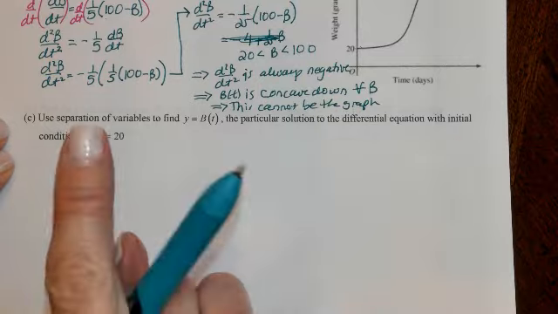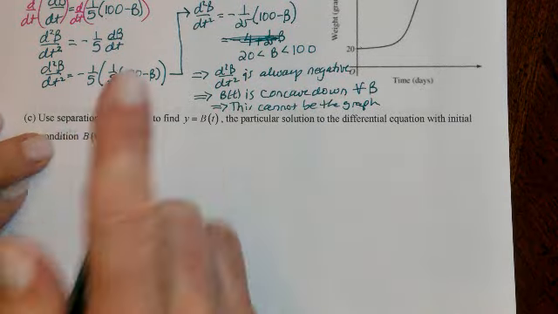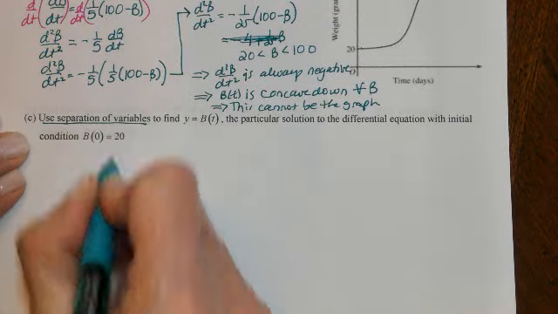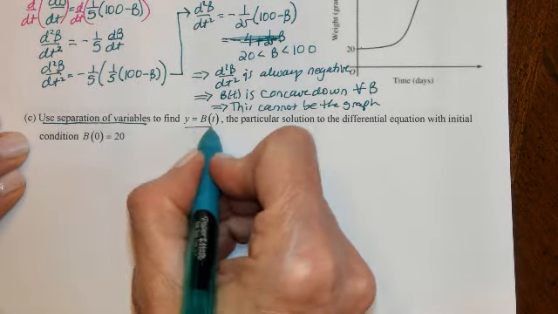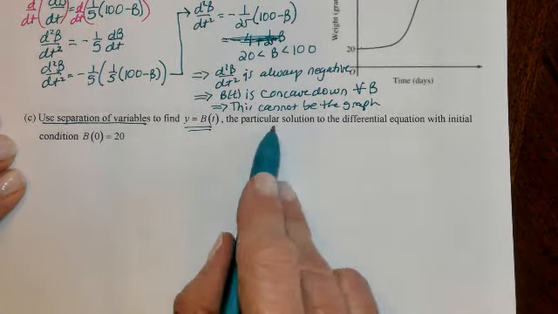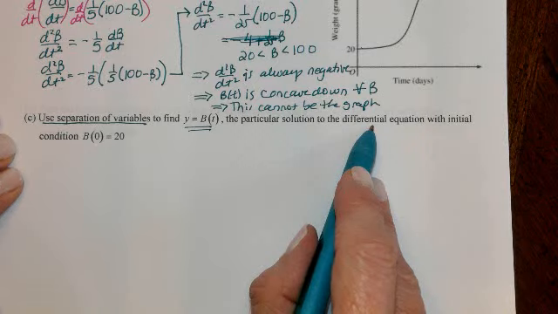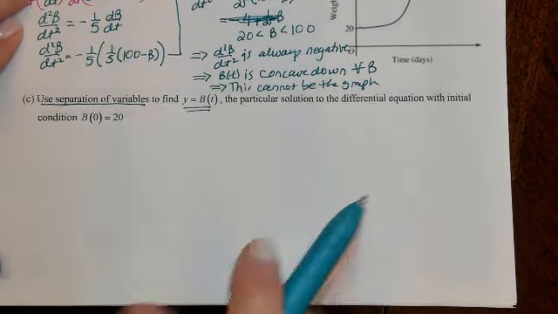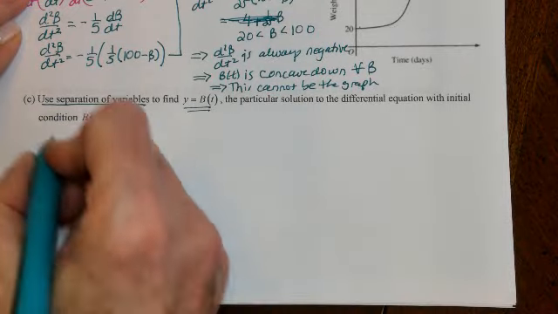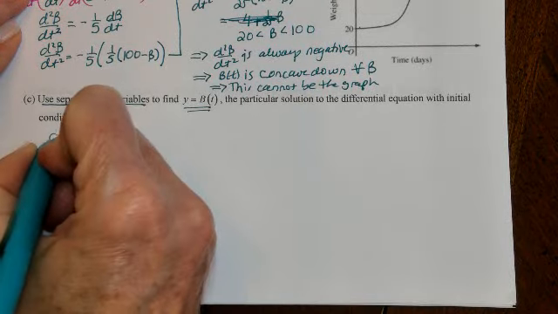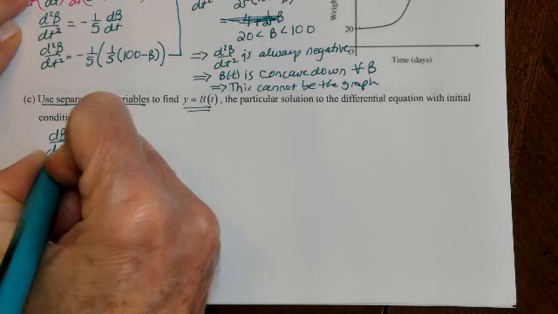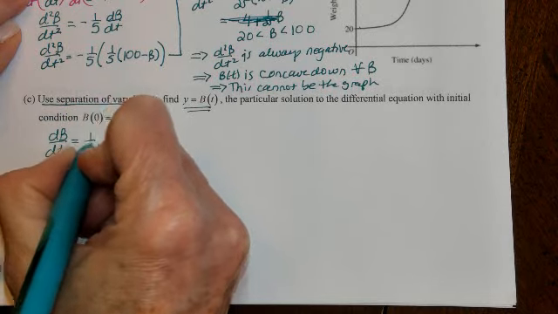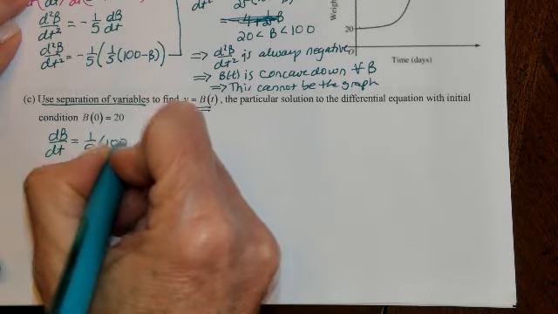All right. Last step. Use separation of variables. How nice of them to tell us what to do. Use separation of variables to find B of t, the particular solution of the differential equation with initial condition B of 0 is 20. So this is our chance to get a lot of points. So I'm going to do this and make sure we write down all of the steps so that I can get all of my credit.